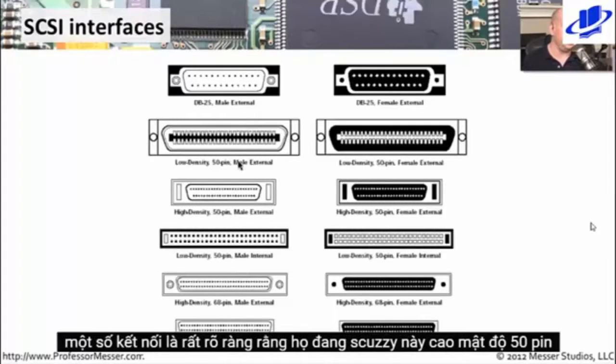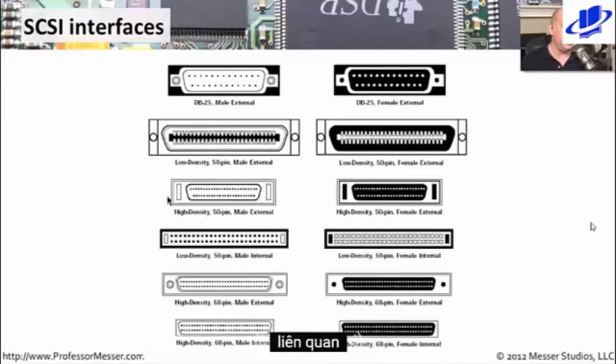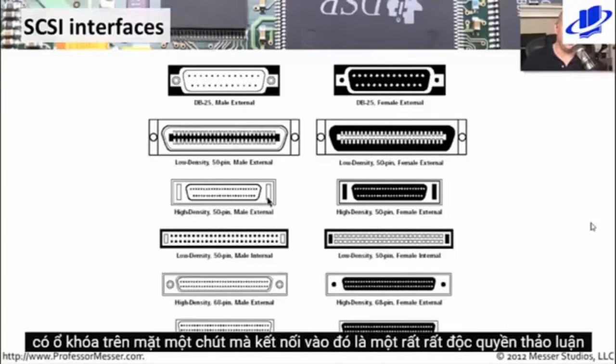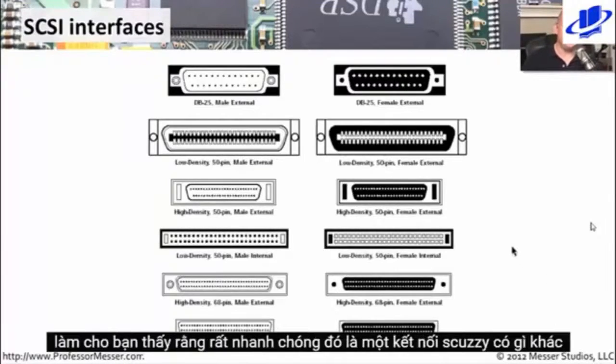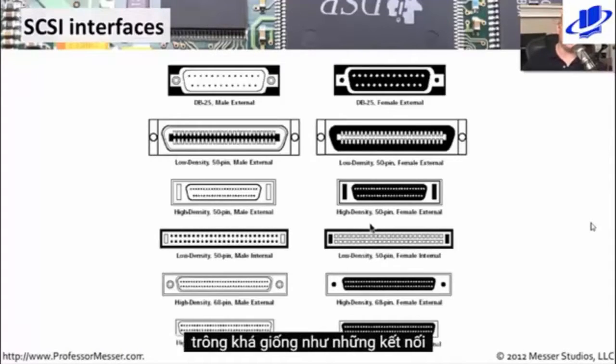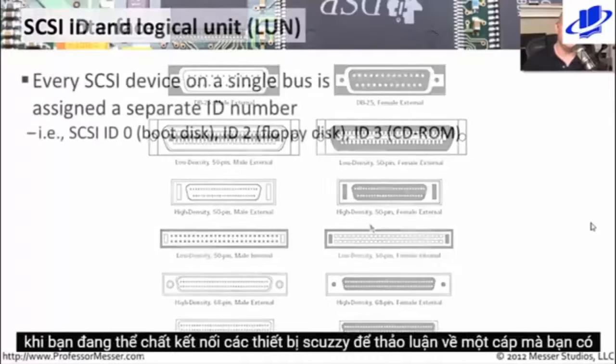Some connections are very clear that they're SCSI. This high density 50 pin connection has locks on the side of it that connect in. That's very, very exclusive to SCSI. And some of these higher density connections as well really make you see very quickly that's a SCSI connection. There's nothing else that looks quite like those connectors.